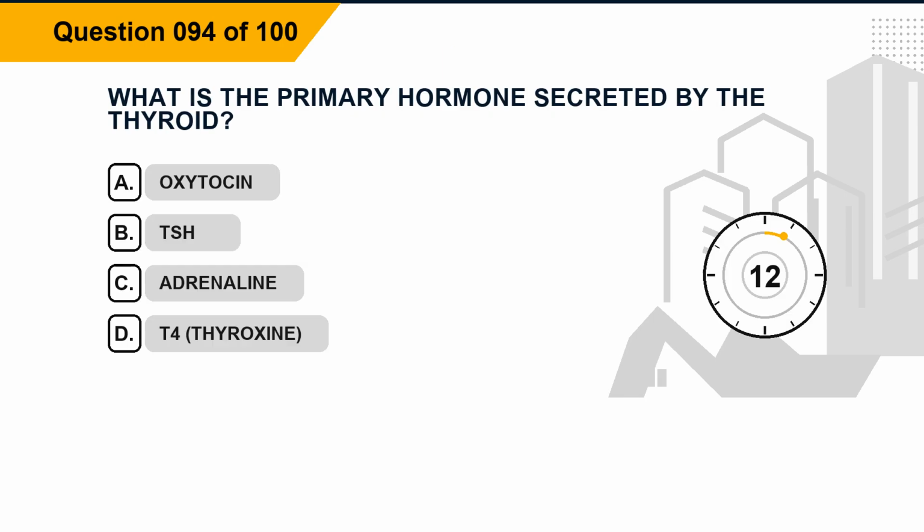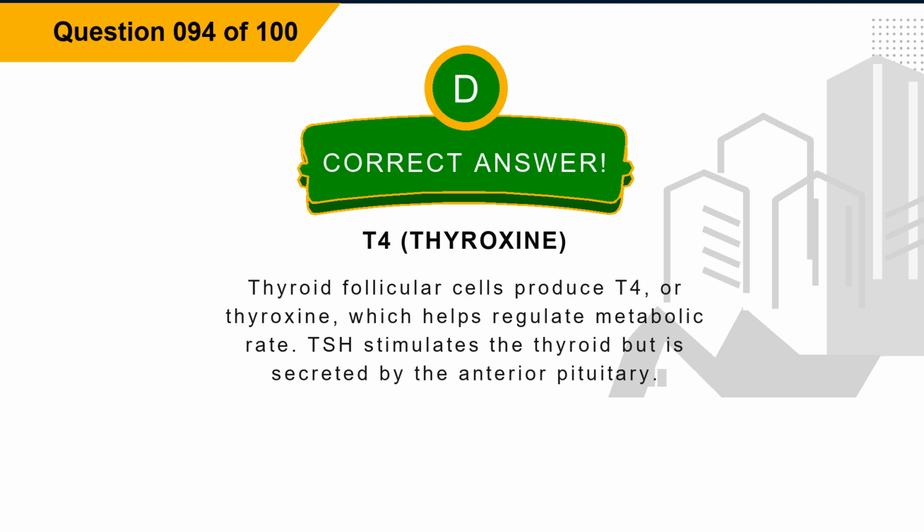Question 94. What is the primary hormone secreted by the thyroid? Option A. Oxytocin. Option B. TSH. Option C. Adrenaline. Option D. T4, thyroxine. The correct answer is option D. T4, thyroxine. Explanation. Thyroid follicular cells produce T4, or thyroxine, which helps regulate metabolic rate. TSH stimulates the thyroid but is secreted by the anterior pituitary.